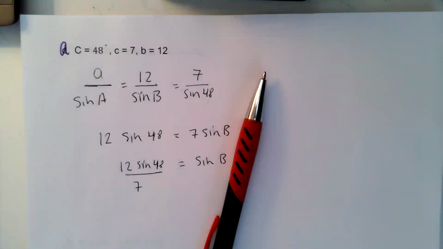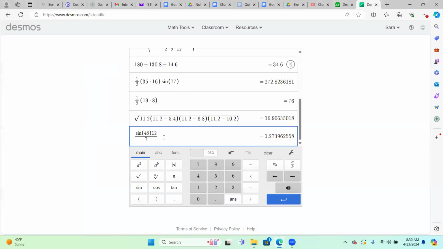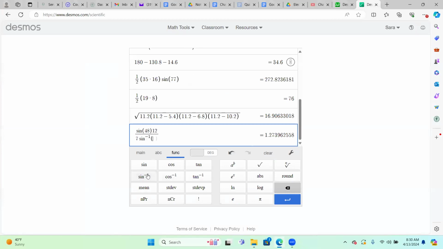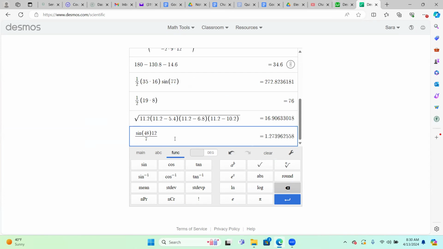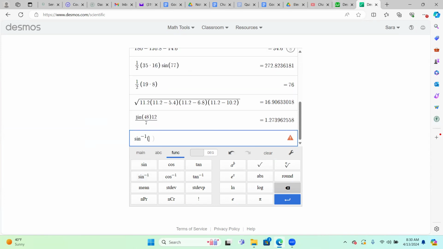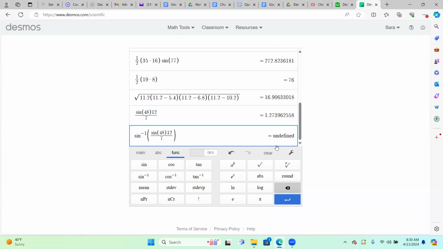Let's look at what this ratio is in the scientific calculator here. So if we type in that ratio, 12 times the sine of 48 over 7, it would give us a ratio of 1.2739. And sine cannot be bigger than that. So if we look at the inverse sine and put that in there, it's going to tell us that it's undefined.